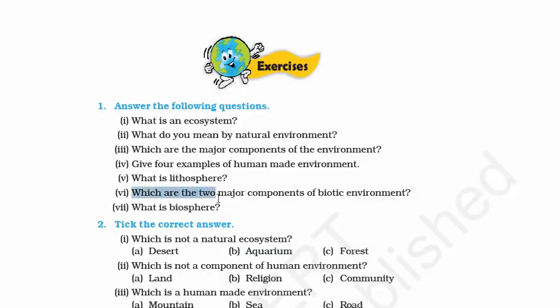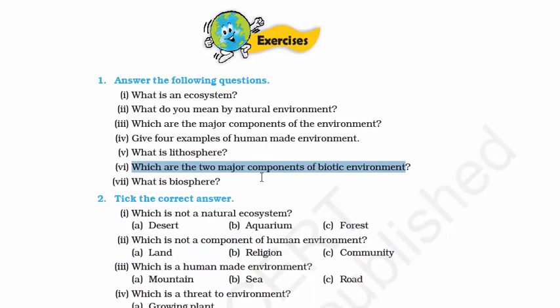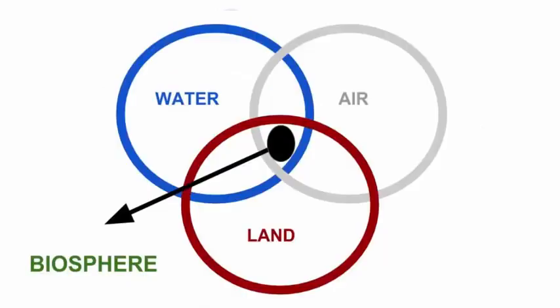Sixth question, which are the 2 major components of biotic environment? Let me tell you what is biotic environment. Biotic environment is nothing but where all the living organisms exist, including humans. So the 2 components are human-made resources as well as natural-made resources. Seventh question, what is biosphere? Again, very important question. Biosphere is that point where air, water and land interact with each other.